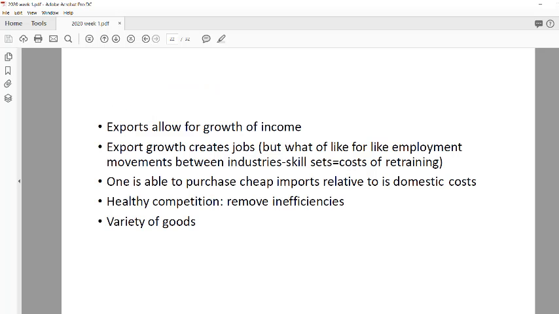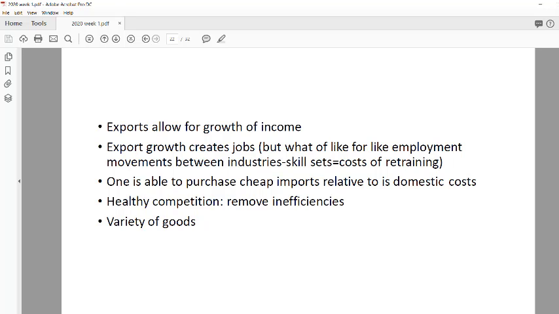So the main thing we spoke about earlier in terms of it impacting positively: exports allow for growth of income, or GDP, whatever you want to see this in terms of. And with that growth, there is definitely job growth, job creation. And then there's also now cheaper imports that can exist. So that could save the consumer paying for something cheaper.